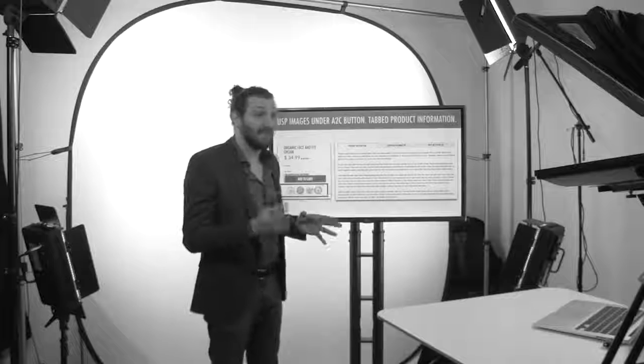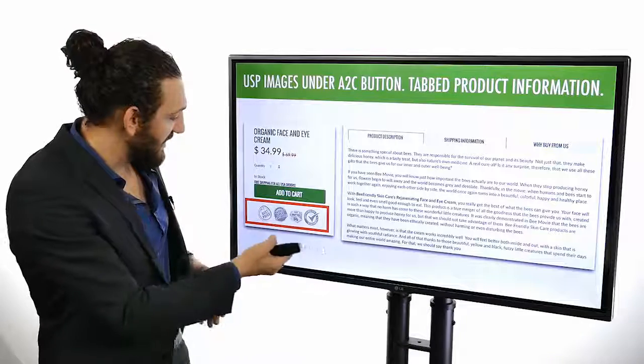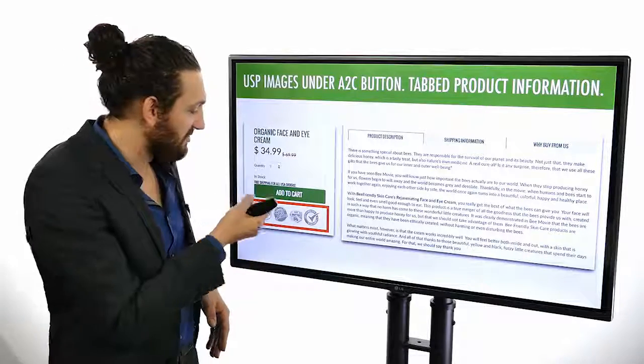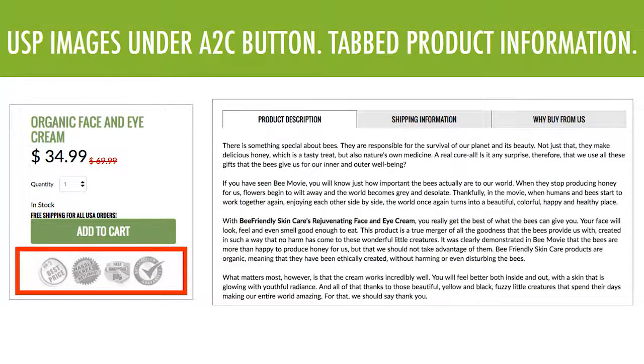The unique selling proposition under the add to cart button. So we have our add to cart button, and then we have our unique selling propositions: best price, hassle-free returns, fast shipping, satisfaction guarantee. Having this little image section under your add to cart button will increase the number of people that click that button. And the more people that click that button, the more people that get to the shopping cart, the more people who make it to the shopping cart, the more people who check out. So it all kind of compounds together.